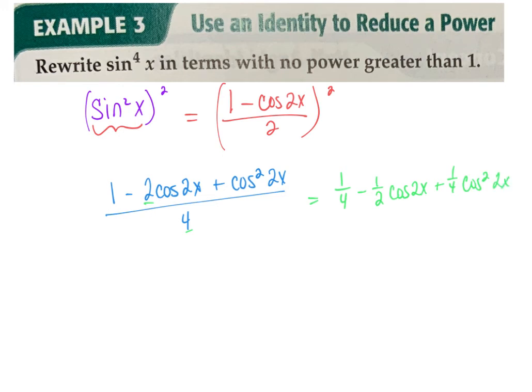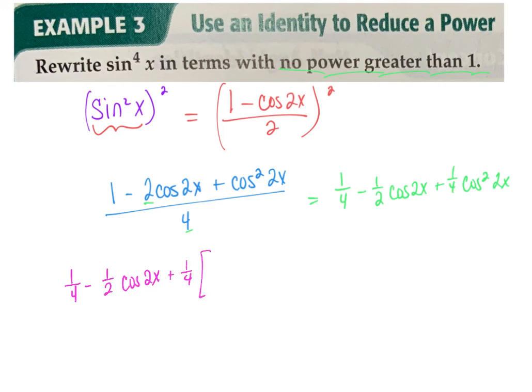Now, it said with no power greater than 1. I still have a power greater than 1. What is it? What's my power greater than 1? I'm not done yet. What's my problem? This is a power greater than 1. So now I need to replace this cosine squared. I'm going to keep the other stuff the same: 1/4 minus the 1/2 cosine of 2x plus 1/4.